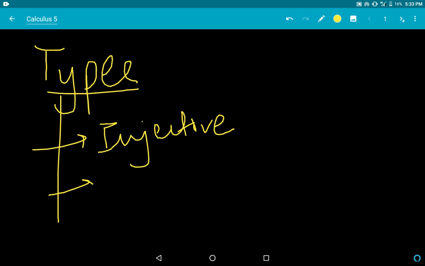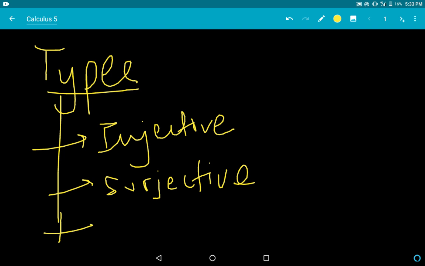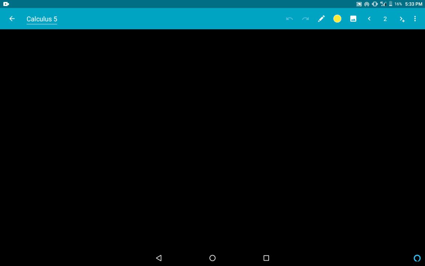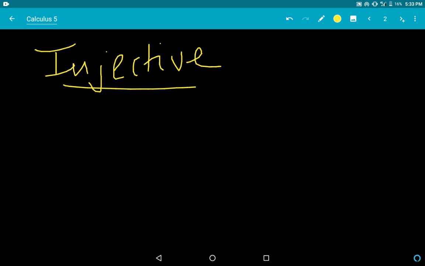One will be injective, then surjective, and then bijective. You'll think these names are so confusing, but simpler names are there. First, let's talk about injective. What are injective functions? Injective functions are also called one-to-one functions.